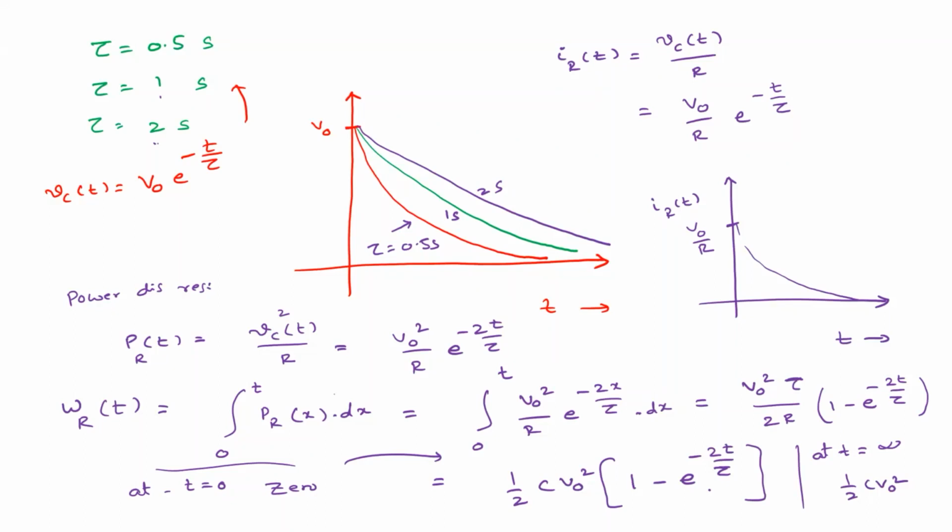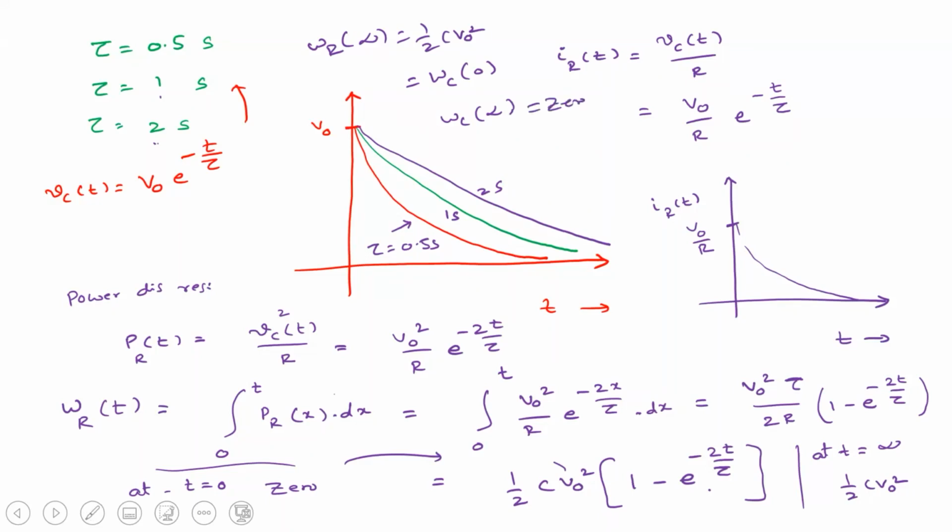So the energy absorbed at infinite time is equal to half CV naught square. This is equal to the energy stored in the capacitor at initial time. And the energy remaining in the capacitor at infinite time is equal to 0. Understood? So this is how the energy flow takes place between the capacitor and the resistor.